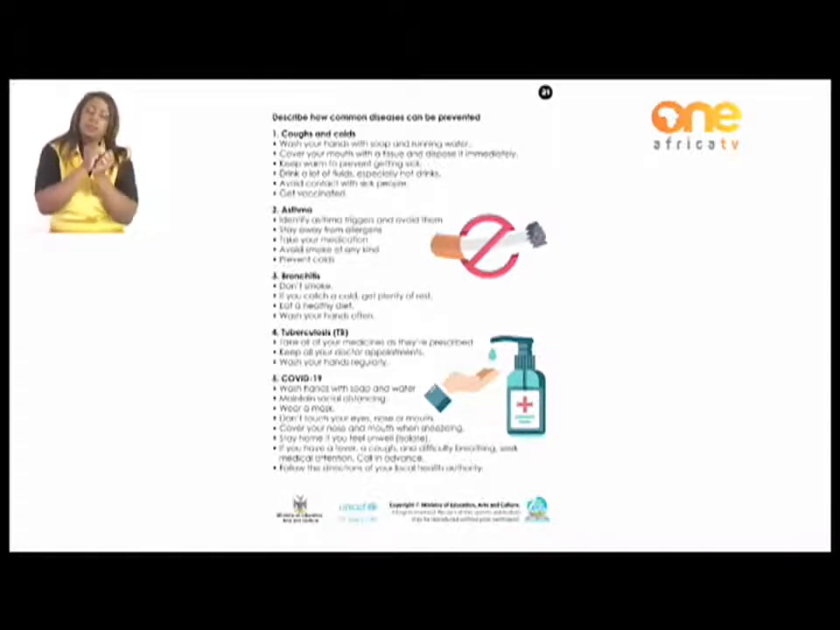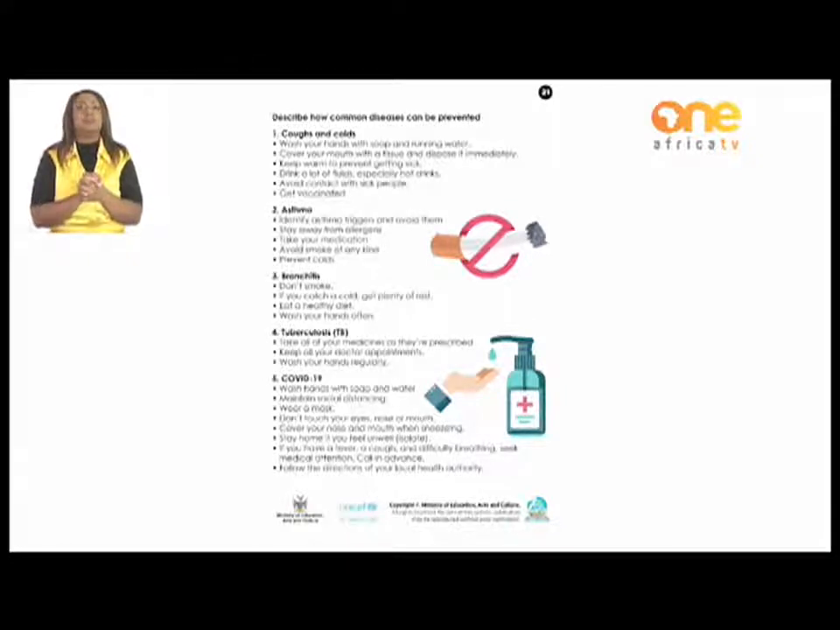Drink a lot of fluids, especially hot drinks. Fluids will help to keep your respiratory system active. So drink water, drink hot coffee, just drink a lot of hot drinks. Avoid contact with sick people. If you see that your little brother is sick, your elder brother is sick, avoid contact with them. Do not sit next to those people. Otherwise, you can also be infected. And if you are sick, avoid contact with other people. Rather stay on your own or sleep.